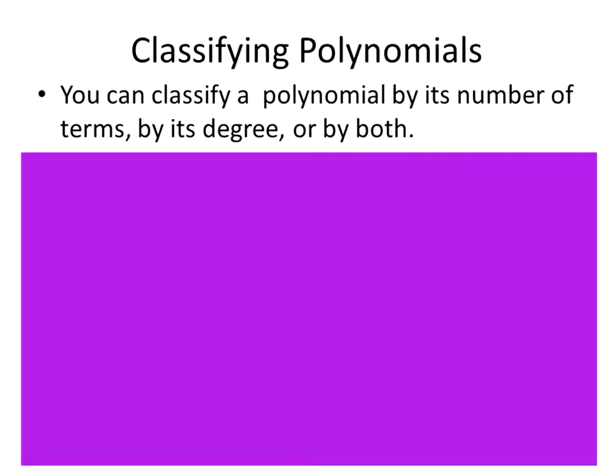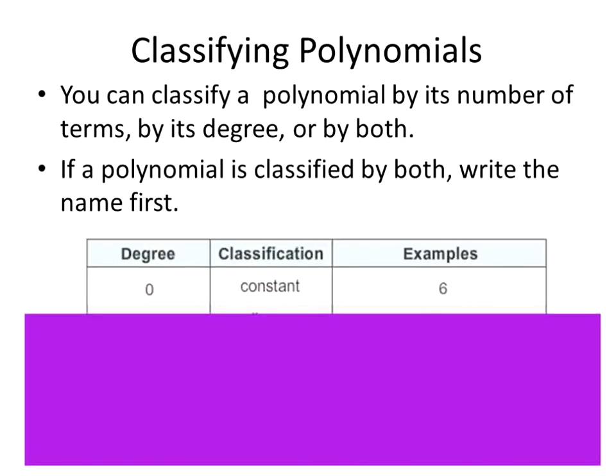Now, we can classify polynomials by the number of terms, which we just did, or by their degree, which we're doing by putting them in order for standard form. We can do it by both. And when we start putting them together and looking at both of them at the same time, we write the name of the polynomial first, the kind of polynomial. So if it has degree 0, remember I said if it's just a regular number like this, it's a constant.